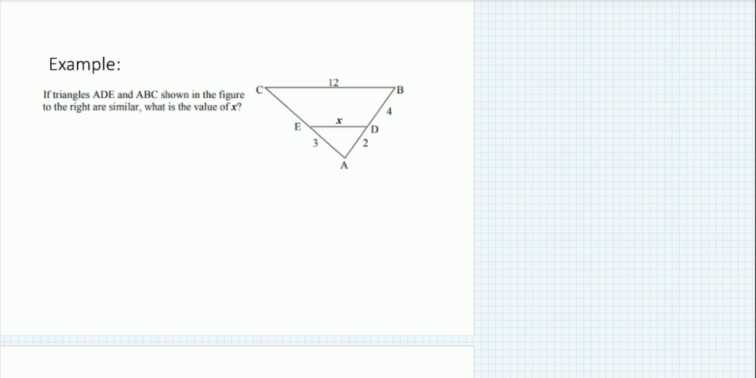Okay, so let's start off with reading the directions. If triangles ADE and ABC shown in the figure are similar, okay, so there you go, we know that we're going to be able to create proportions here. And then, what is the value of x?